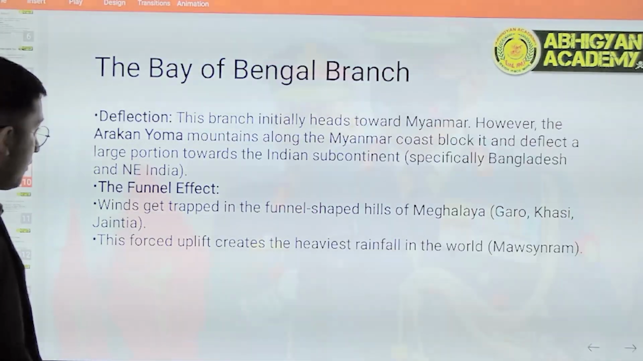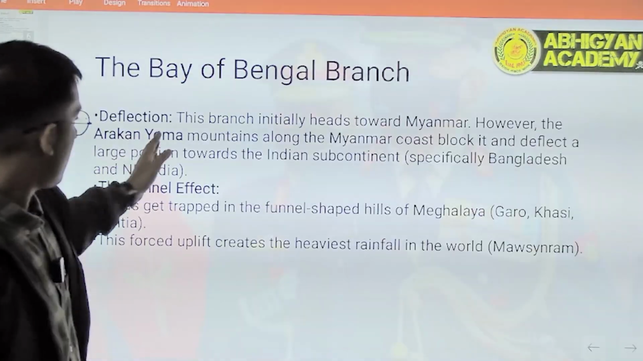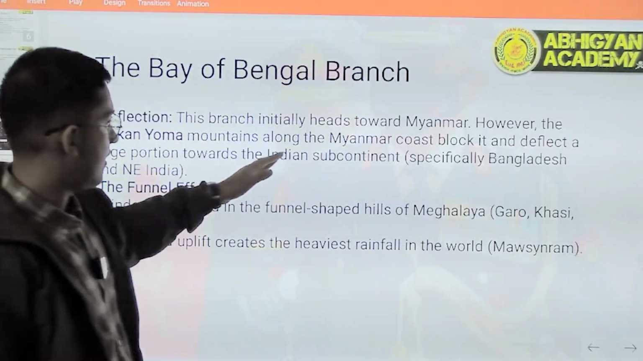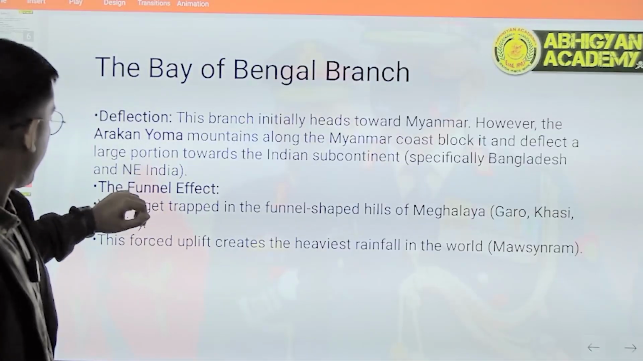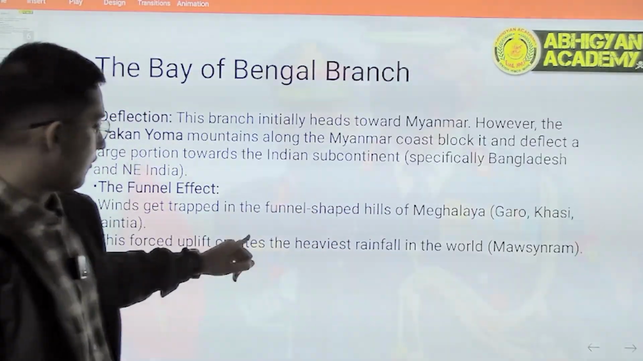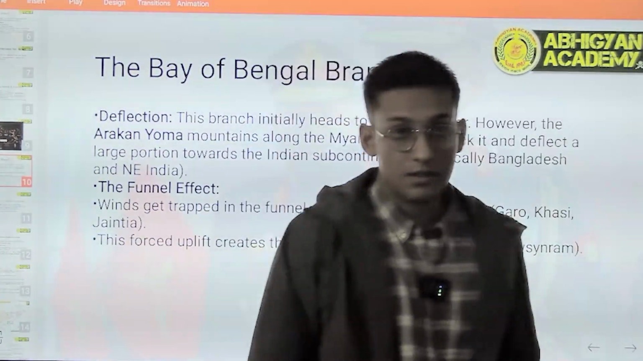So as I said before, this branch initially heads towards Myanmar. However, the Arakan Yoma mountains along the Myanmar coast block it and deflect a large portion towards the Indian subcontinent. The funnel effect: winds get trapped in the funnel-shaped hills of Meghalaya. This forced uplift creates the heaviest rainfall in the world at Mawsynram. So you can write down the points from here.